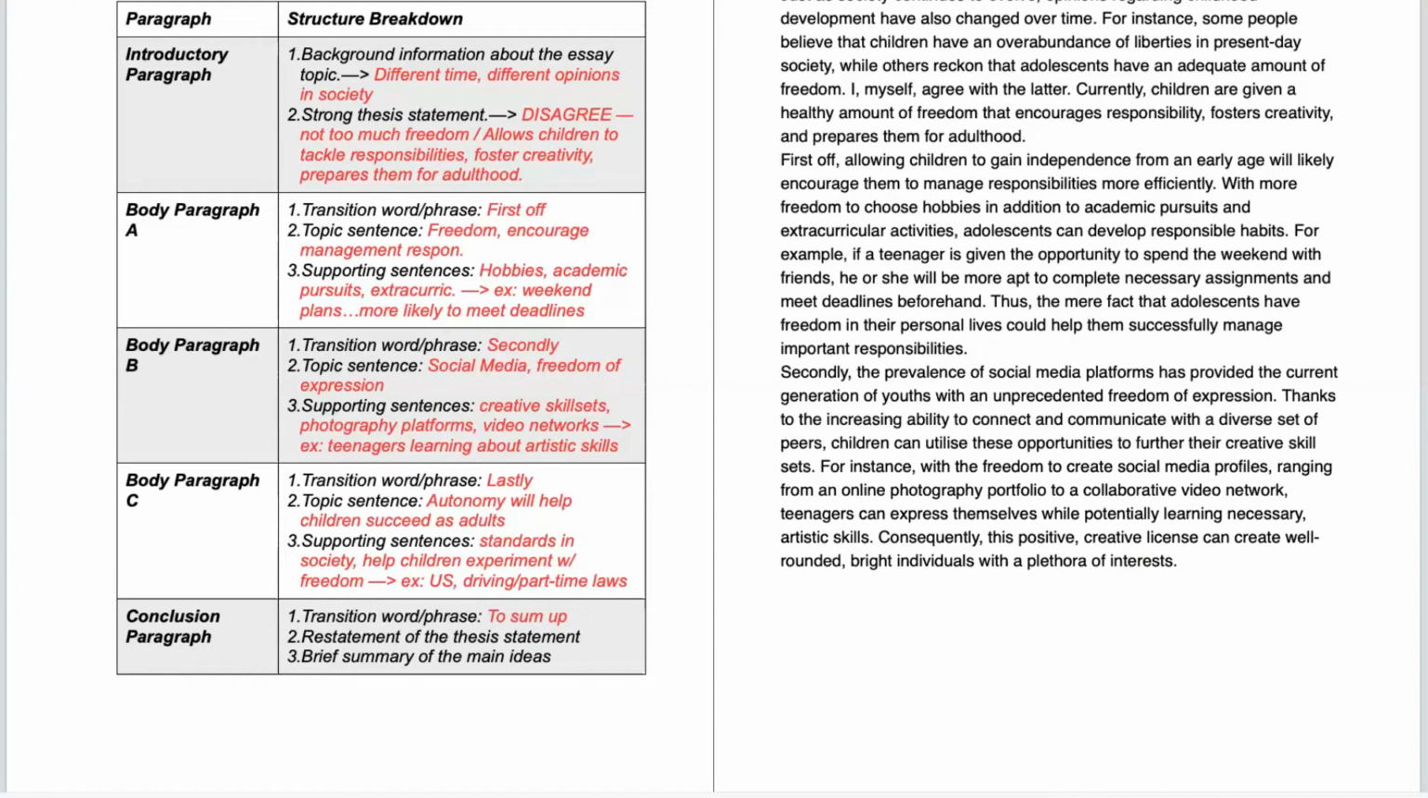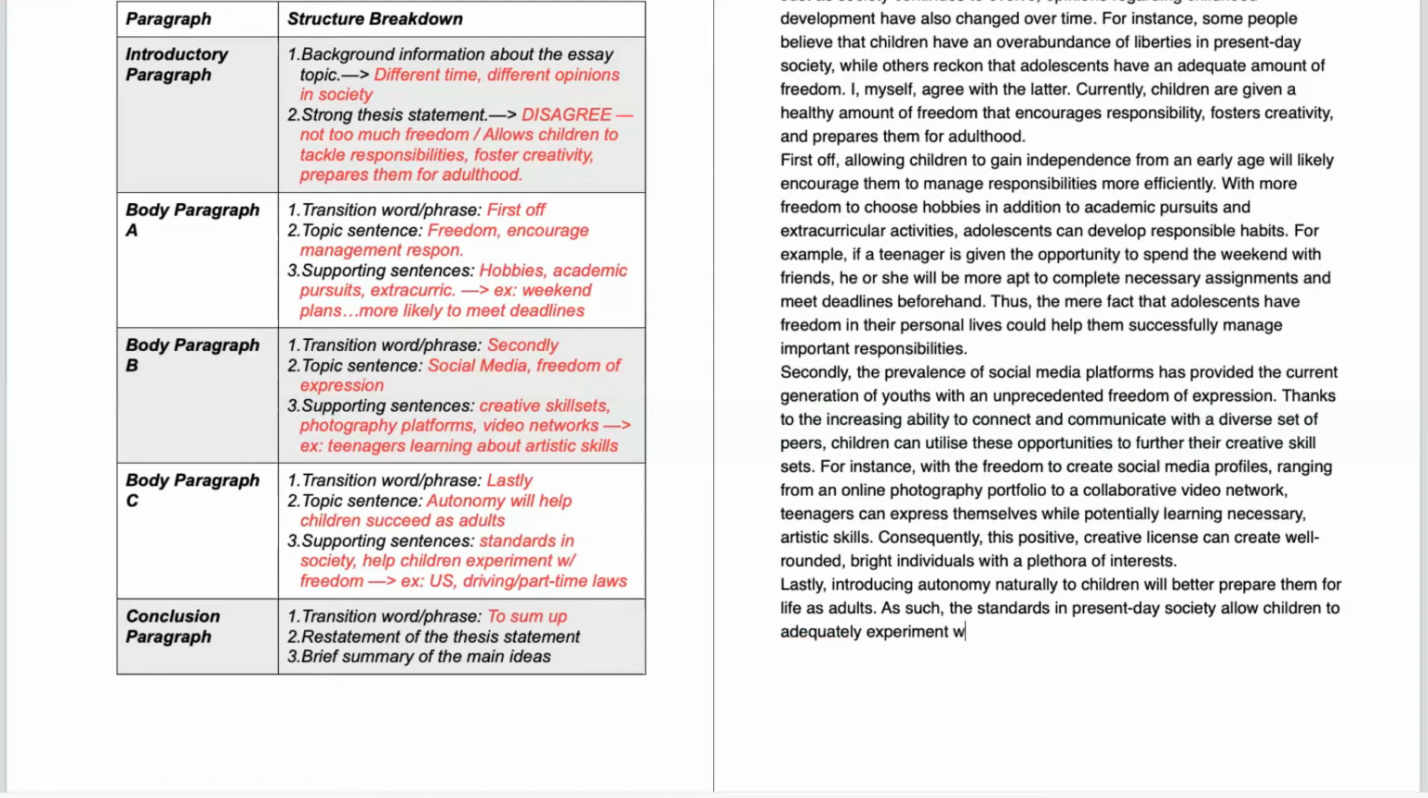Now our last body paragraph, body paragraph C, is going to start with, lastly, introducing autonomy naturally to children will better prepare them for life as adults. As such, the standards in present-day society allow children to adequately experiment with appropriate amounts of independence.